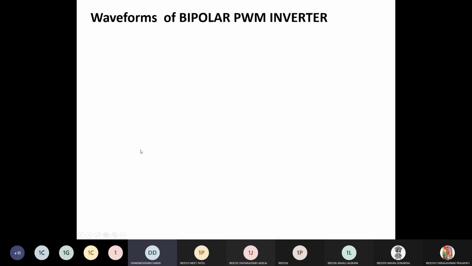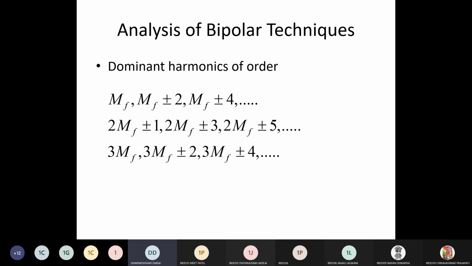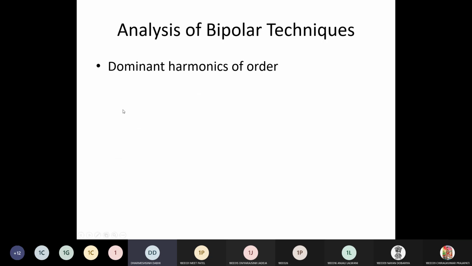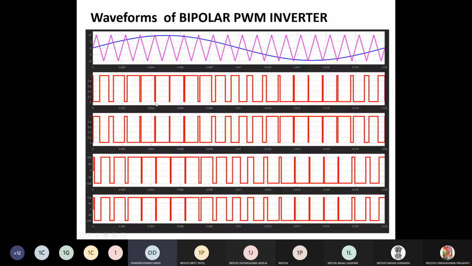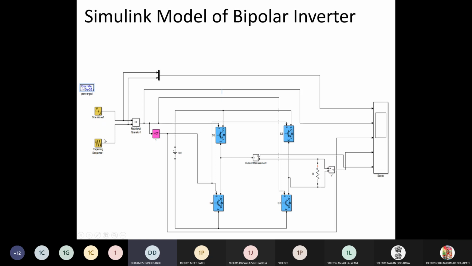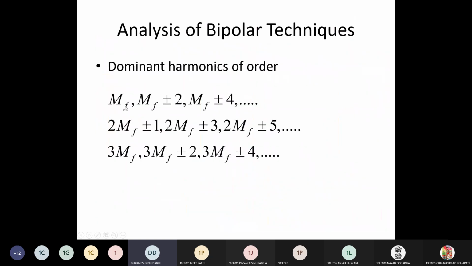Clear? By the FFT analysis, we see that the output contains higher order harmonics, and the dominant higher order harmonic is at MF. In this simulation we take the carrier signal frequency as 1000 Hz, and the sine wave frequency is 50 Hz. MF is the frequency ratio of the carrier divided by the frequency of the reference. It means 1000 divided by 50, so you get 20. The frequency modulation ratio MF is 20.